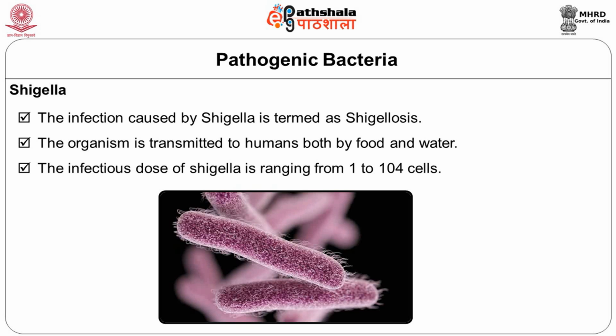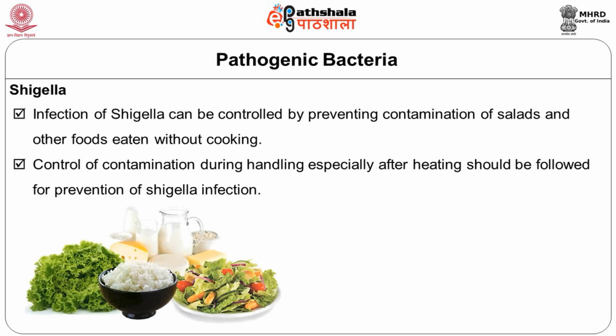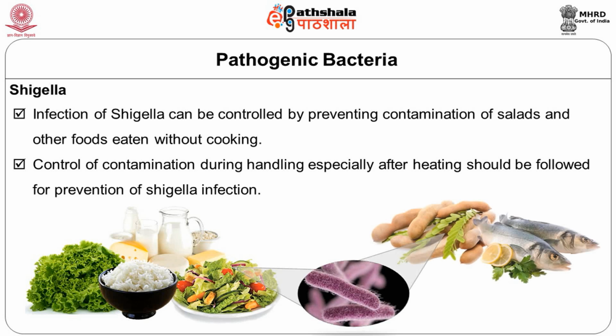The symptoms generally are diarrhea, bloody diarrhea, abdominal pain and fever. The common foods that are implicated for this infection are salads, lettuce, milk, cheese, cooked rice. In India, Shigella was isolated in foods like fish and tamarind, its percentage varying from 1 to 4%. Infection of Shigella can be controlled by preventing contamination of salads and other foods eaten without cooking, and thorough cooking is another way of preventing this.